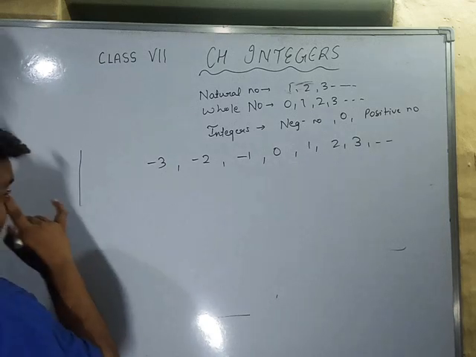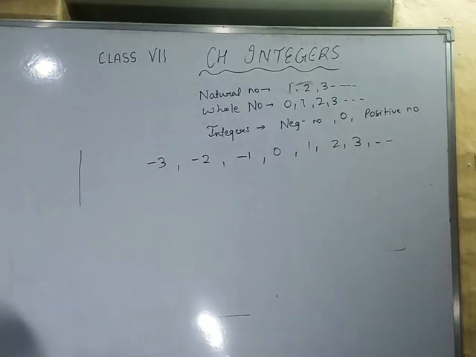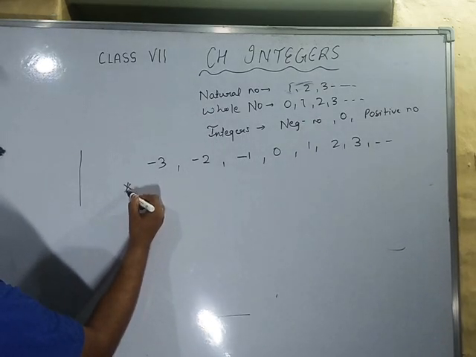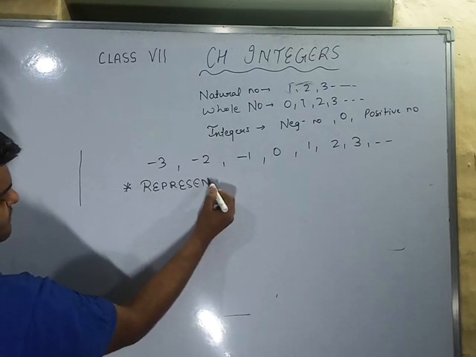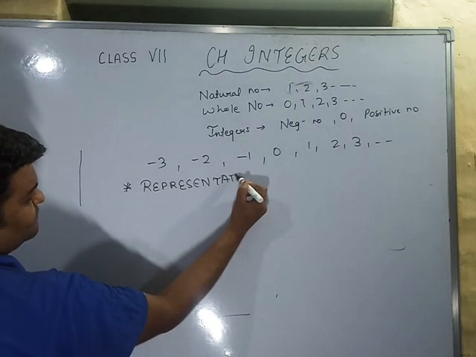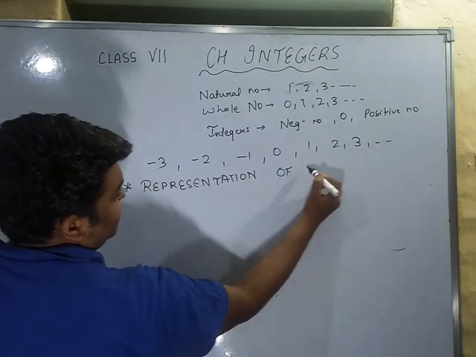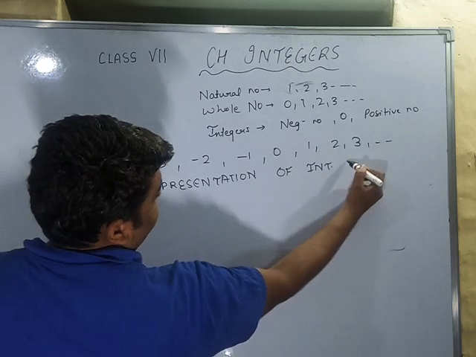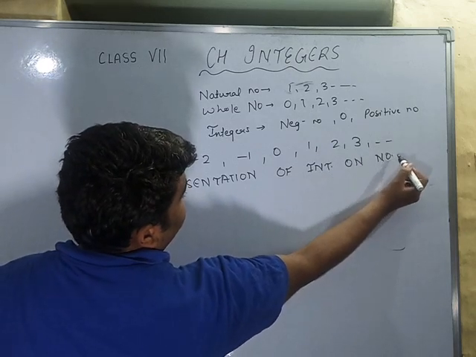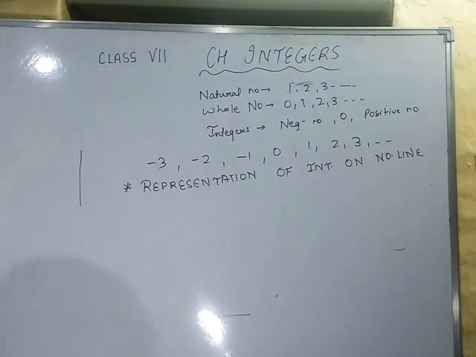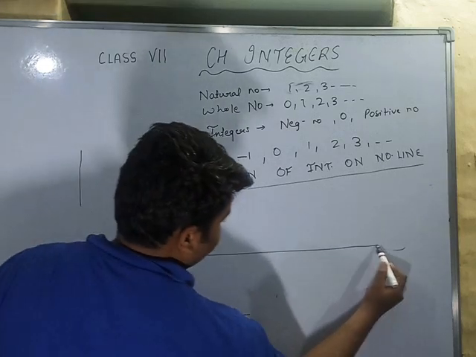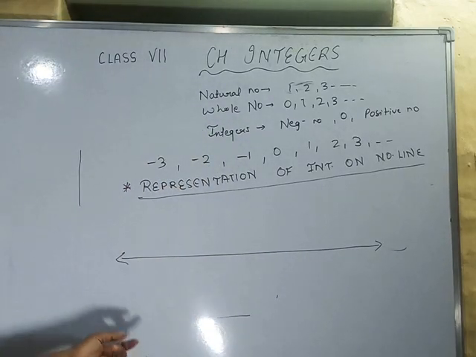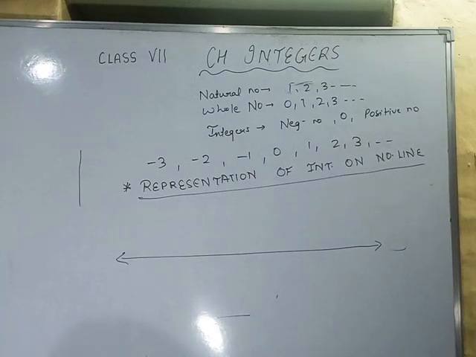Now, here I will tell you the representation of integers on number line. How to represent integers on number line? So if I will draw the number line here, firstly, like this is a number line. Both the arrows represent that the number line can be extended infinitely in both the directions.